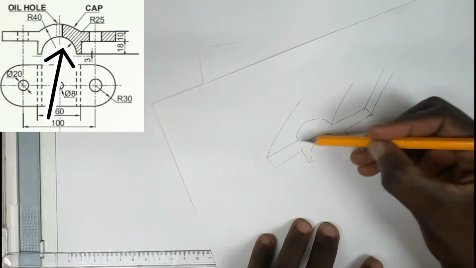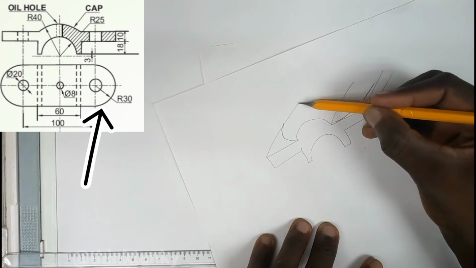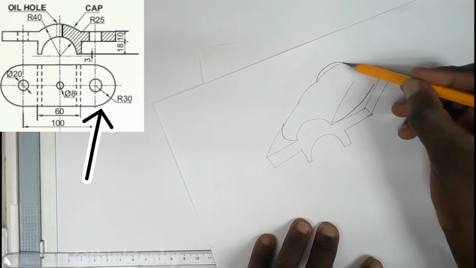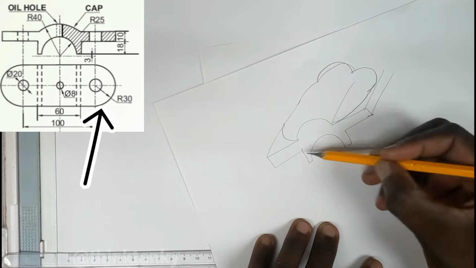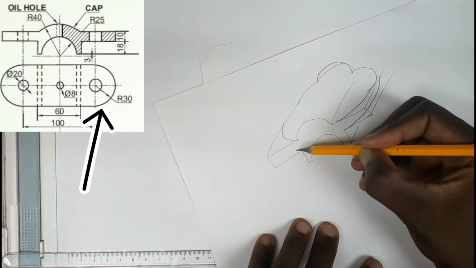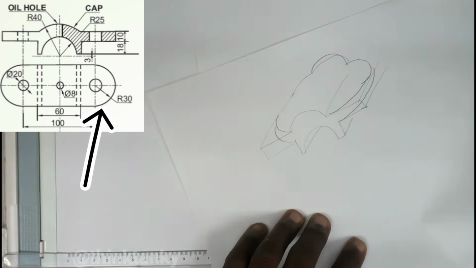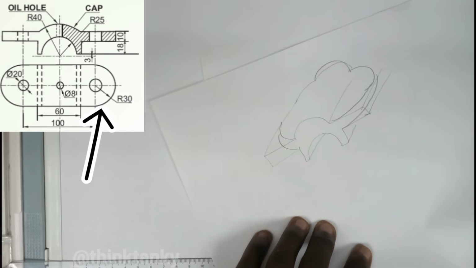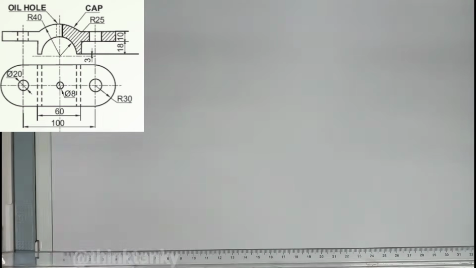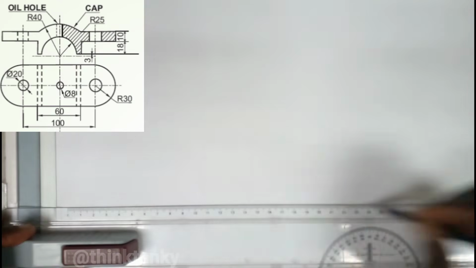Then from the plan I know these are circular, so the same applies here. You have something that is circular, just like this. Now I have a clue of what I'm going to draw. I know it doesn't look good, but it's a clue. So let's get started. First I'm going to draw my construction line.